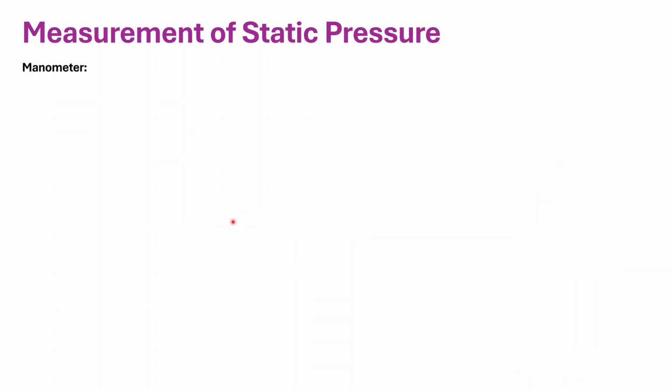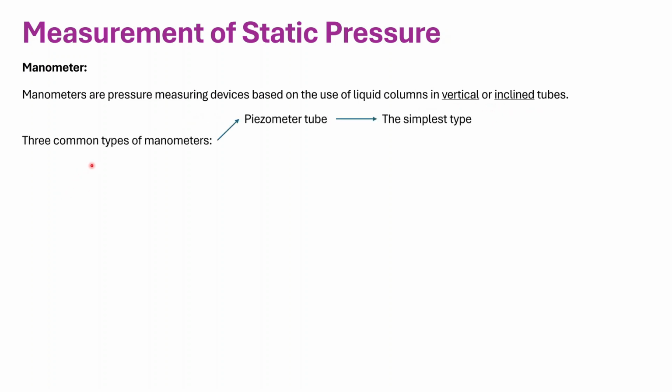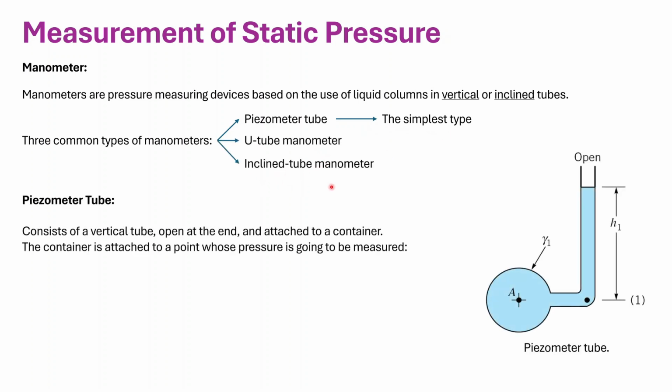Another tool that is used for measuring static pressure is called a manometer. Manometers are pressure measuring devices based on the use of liquid columns in vertical or inclined tubes. There are three common types of manometers. The first one is called a piezometer tube, which is the simplest type. Next, we have the U-tube manometer, and then the inclined tube manometer.